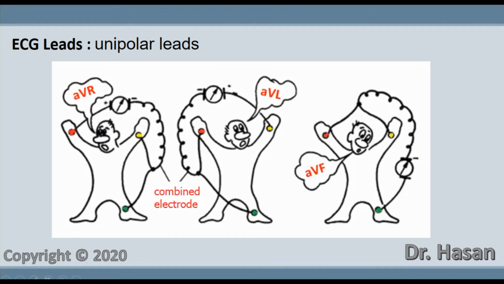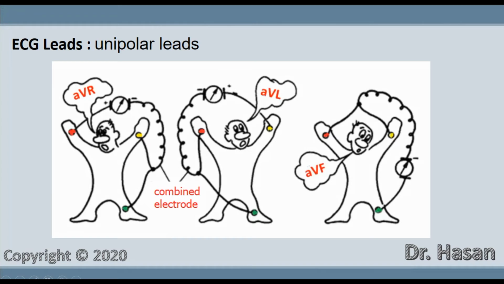The unipolar leads are recorded in the following way. AVR, it is the enhanced lead from the right hand. AVL, it is the enhanced lead from the left hand. AVF, it is the enhanced lead from the left leg. AVR, letter R because it's right, AVL, letter L because it's left, and AVF, letter F because it's foot.